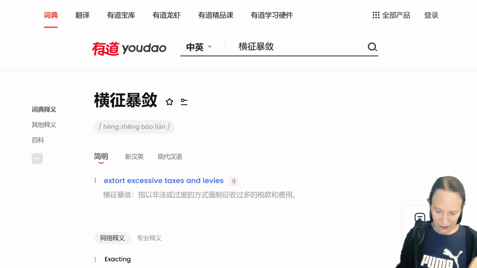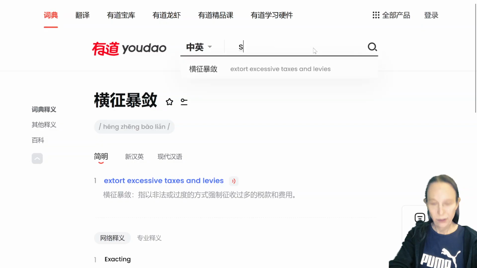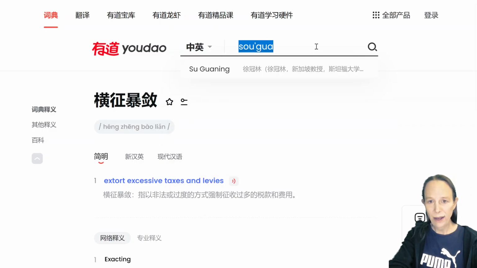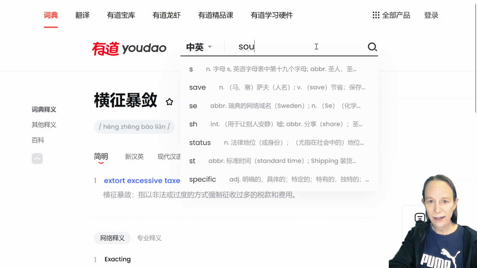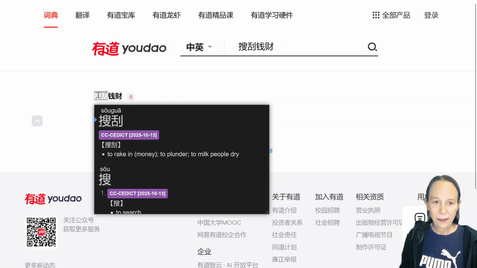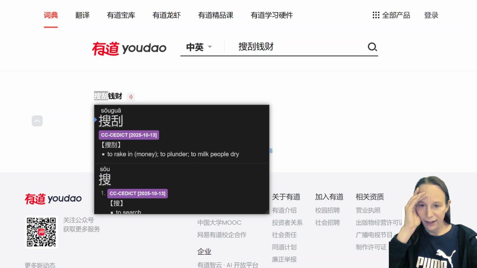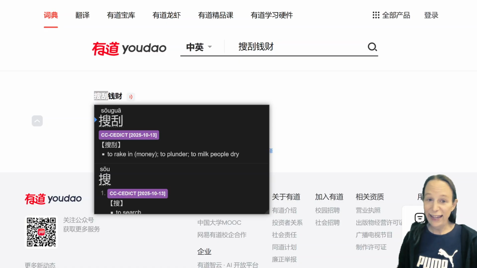So there are 3 words in the dictionary under this character, 敛财, which we saw. 敛财 is 搜刮钱财. 搜刮? I don't know this word. 搜刮, rake in money. So it's not just a little bit of money, you're really raking it in.